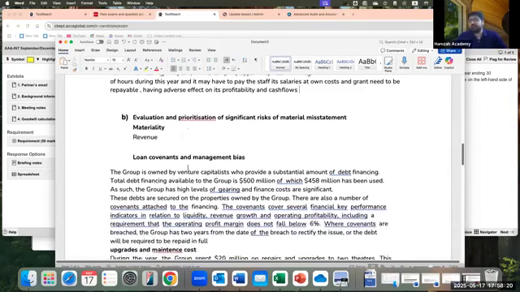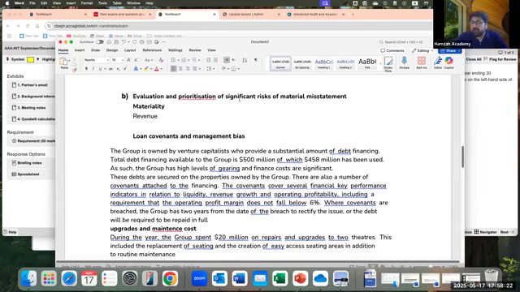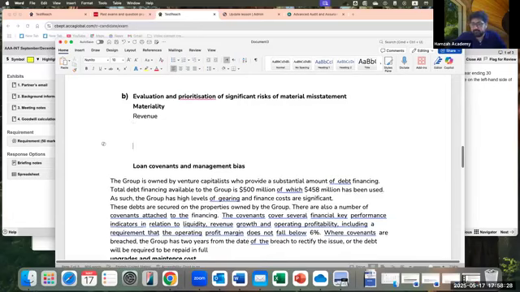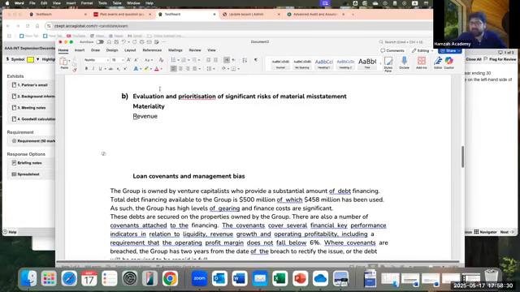The next point is evaluation and prioritization of significant risk of material misstatement. So first of all, materiality. Just give me 2 minutes only. Okay, I'll be back and I'll continue. Just 2 minutes.